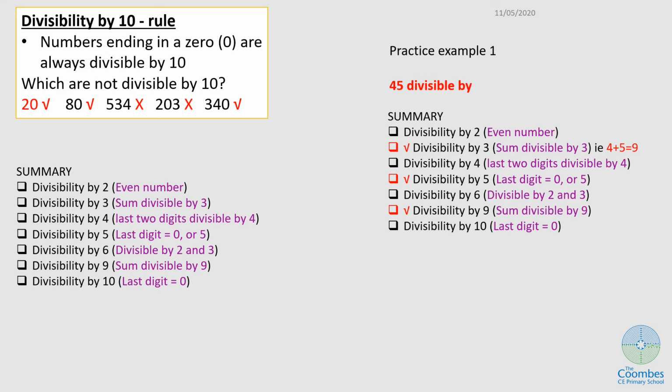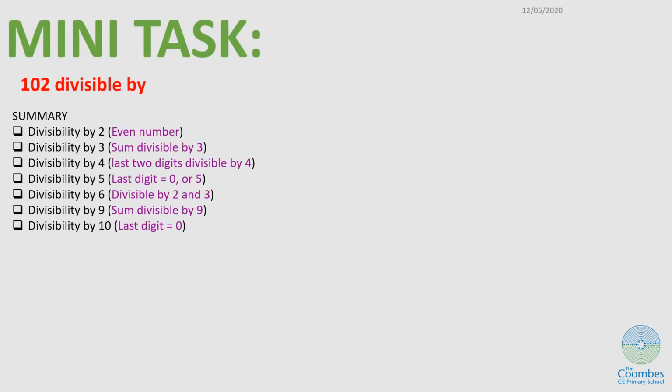How about divisible by 9? The sum must equal 9. So if I add these two, I'll get 9. So yes, it's divisible by 9. And divisible by 10, it must have a 0 as the digit at the end. And there's no 0 here, so it's not divisible by 10. Now what I want you to do is to pause the video here and do this. We'll check the answers later.